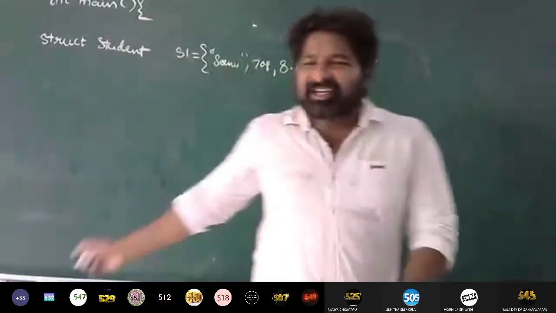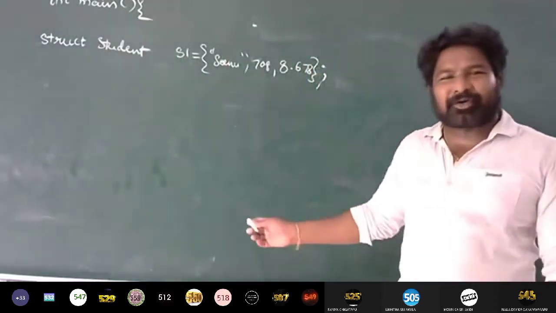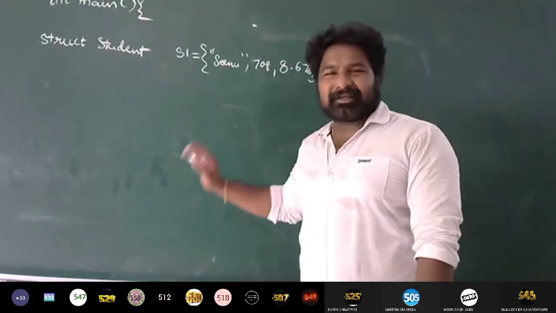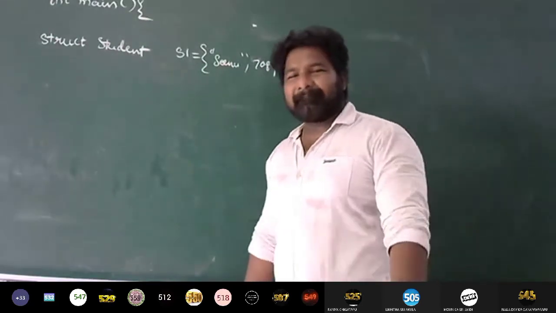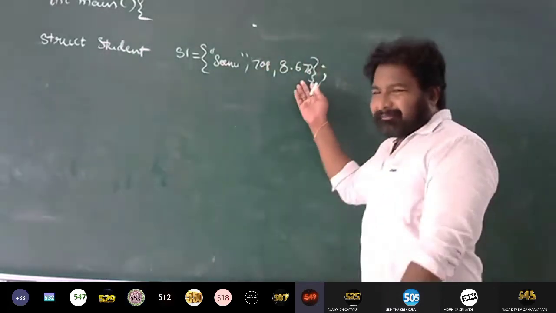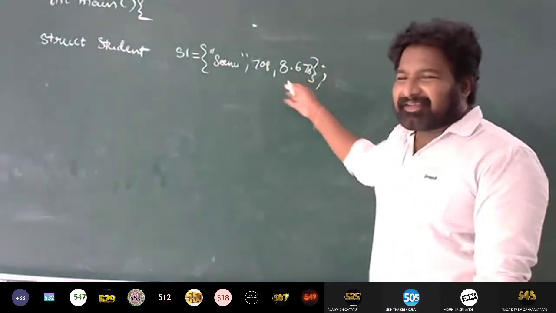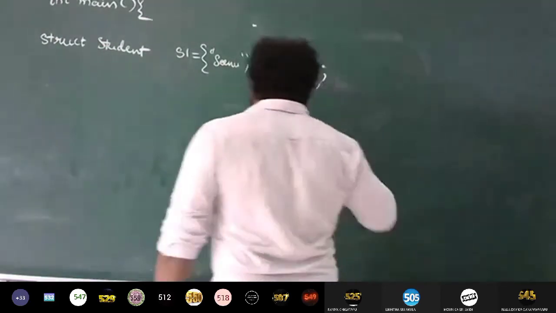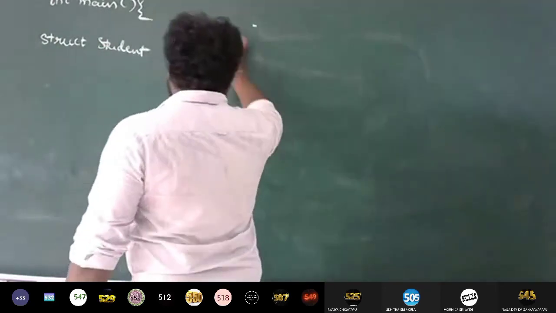Okay, so this is by initialization, right? Because that has got three fields. First is a string, second one is integer, and third one is a float value. So you can initialize like this. Okay, so if I want to assign the values, how can I do that?